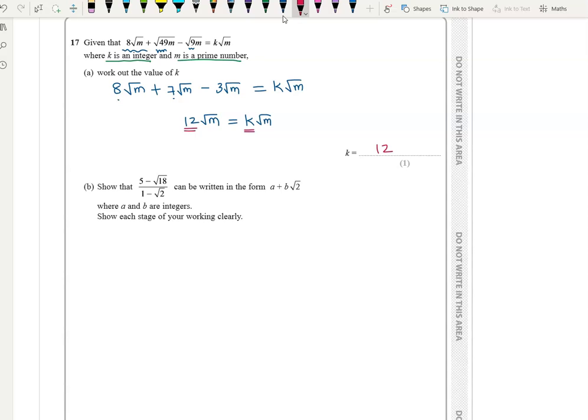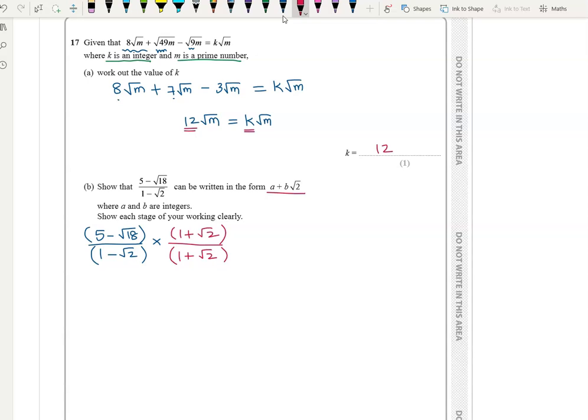Part B. Show that 5 minus square root of 18 over 1 minus root 2 can be written in the form of a plus b root 2. Now if you look at the denominator, 1 minus root 2, it is a binomial. You have two terms, okay, and we need to rationalize the denominator. To do that, we will multiply both numerator and denominator by the conjugate pair. So 1 minus root 2, the conjugate pair, that is the opposite bracket, is 1 plus root 2. Now if you multiply the denominator, you need to multiply the numerator also by the same bracket.